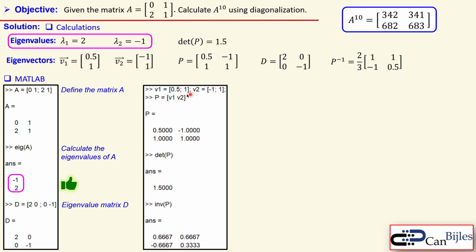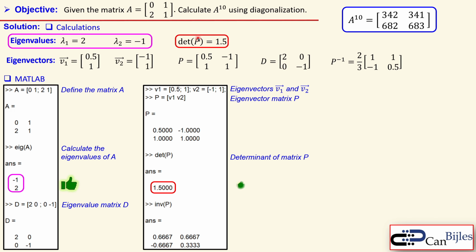Okay, next I will define two vectors, v1 and v2. Those are these two vectors, so 0.5 semicolon 1. And then v2 is minus 1 semicolon 1, that's this one. Now I make this matrix P, which is then v1 and v2. That is this one, you can actually see that here. So I make the eigenvector matrix that's shown here. And then I determine the determinant of P, just to show you that it is indeed correct. So we see here the 1.5 appearing, and this is the exact same as there.